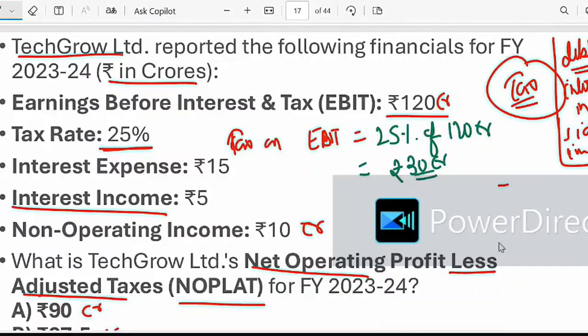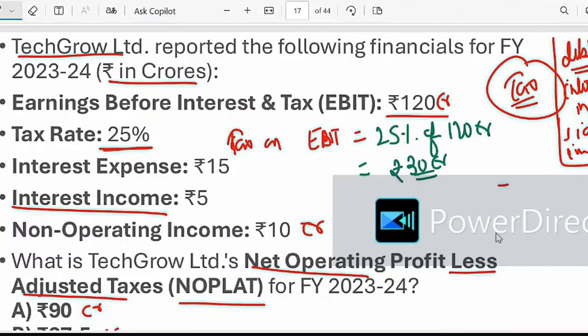Is everything okay? I'm not getting any response from your side. Please let me know. Are you understanding it or not? Because the first part we are calculating is tax, right? So tax on what? EBIT. How much tax is it? 30 crore. Please let me know. Just write yes or okay. I will understand that yes, you are following me.